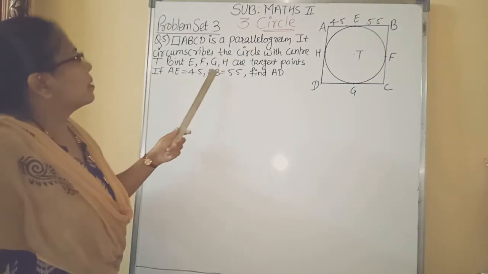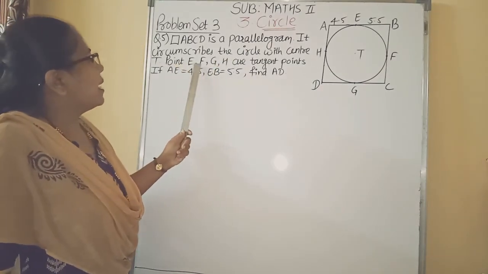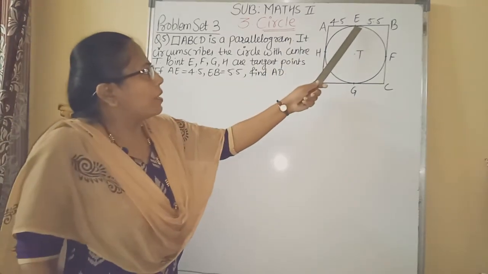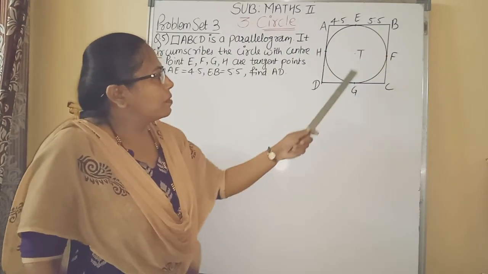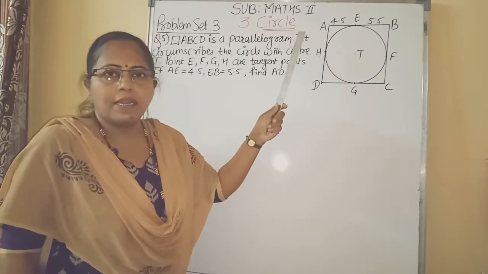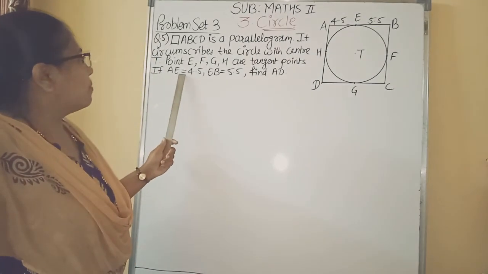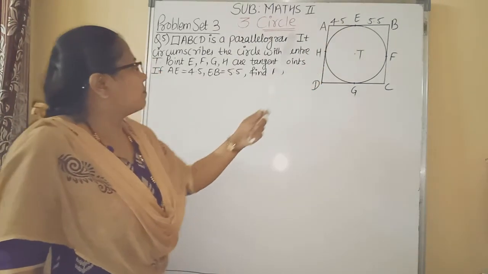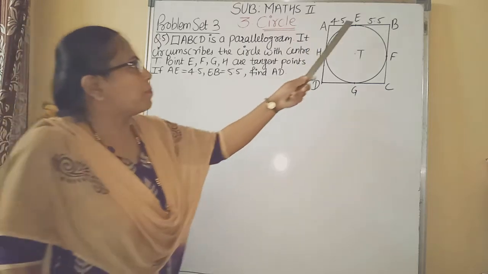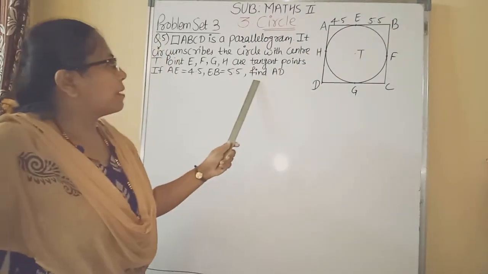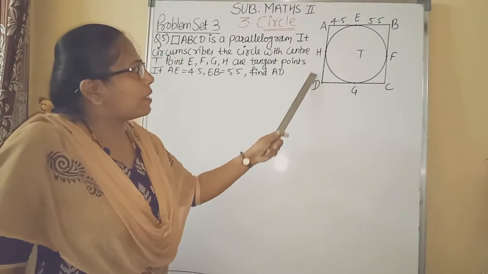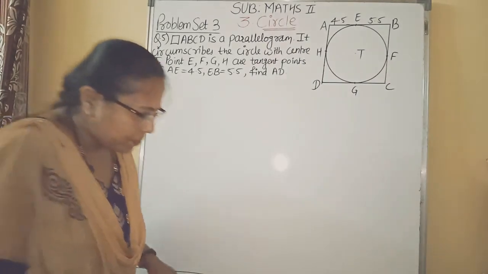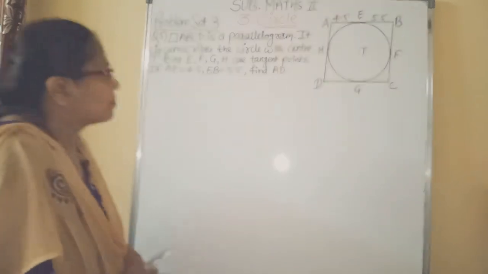Okay. Points E, F, G, H are tangent points. If AE is equal to 4.5 and EB is equal to 5.5, then find AD. We have to find out the length AD. Follow the question. Okay, so let us start the solution.